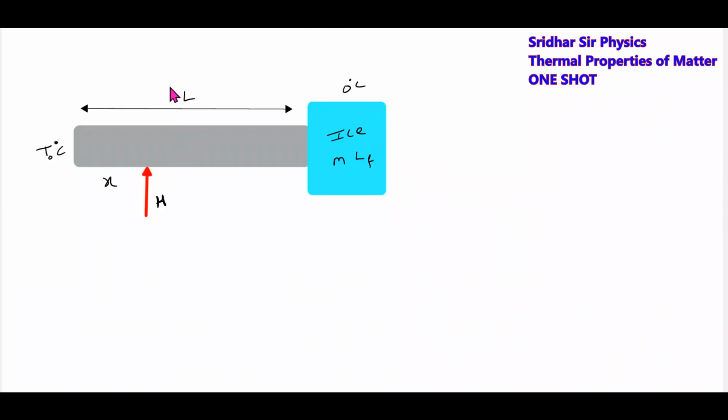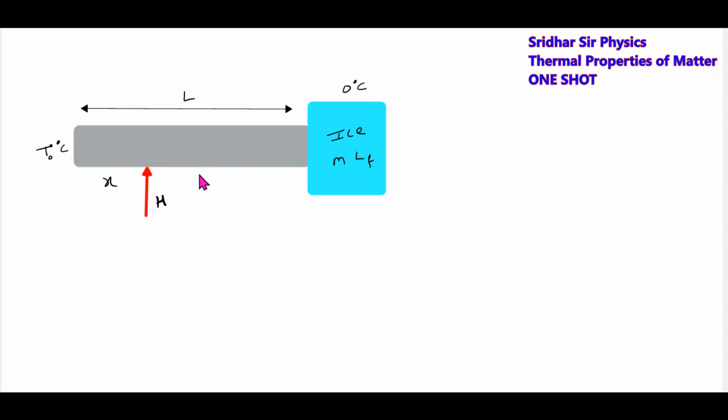Okay, kids, we'll continue the thermal conduction problems. We have an ice block of mass m and latent heat of fusion LF. It is at 0 degrees Celsius. The other end of the rod I maintain at 0 degrees Celsius. I'll supply the heat, and then I want the time taken.